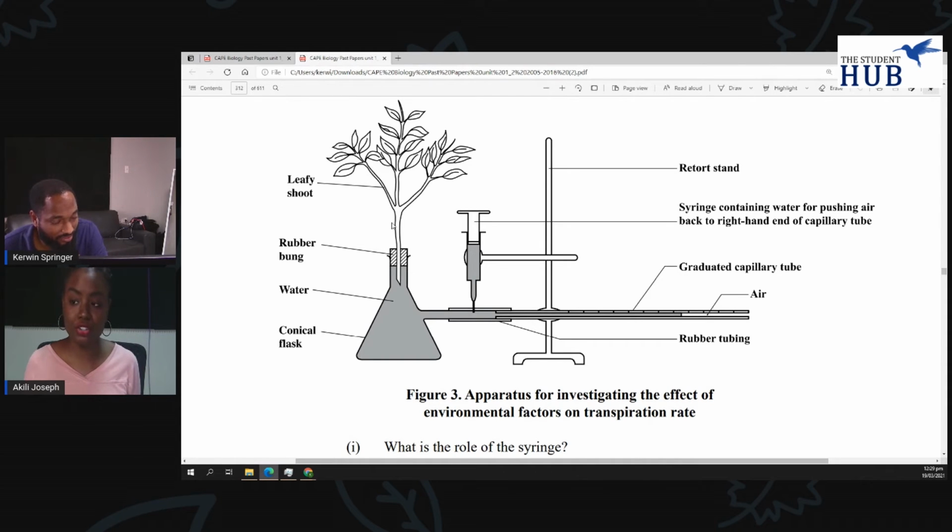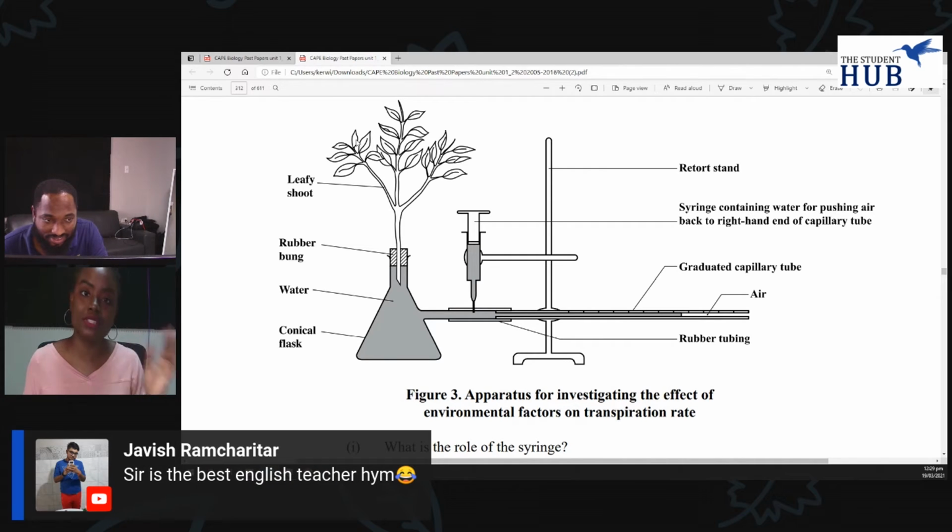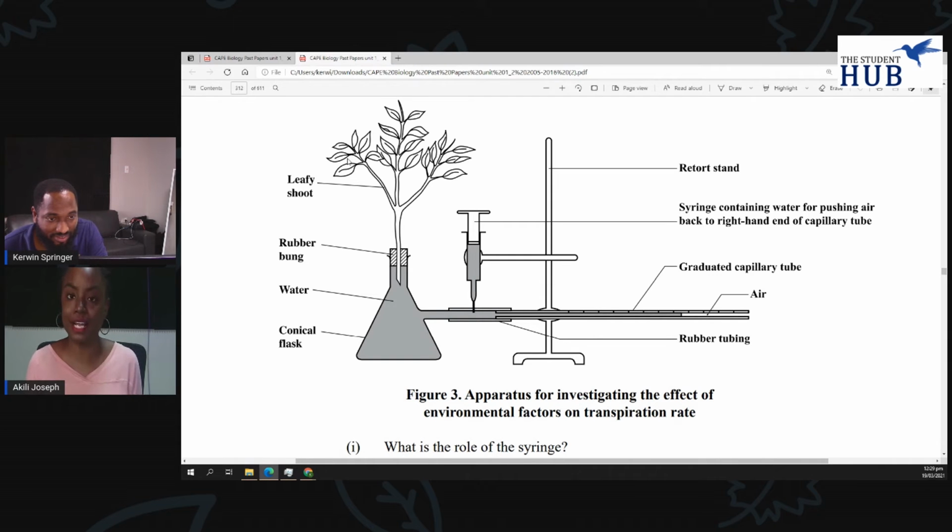Another control that you can do is to set up the apparatus again, but put Vaseline on both the top and bottom surfaces, so that you're basically sealing off the entire plant. You're sealing all these stomata. Then you can compare to your baseline if there were no stomata present. So one of the controls is to leave all the stomata open, and the other one is to basically close all the stomata. How you would close them is by putting Vaseline over all surfaces.